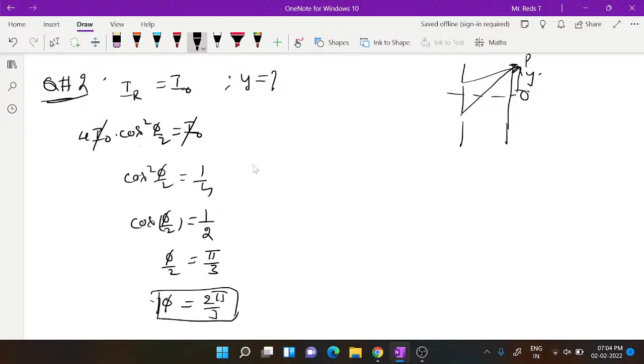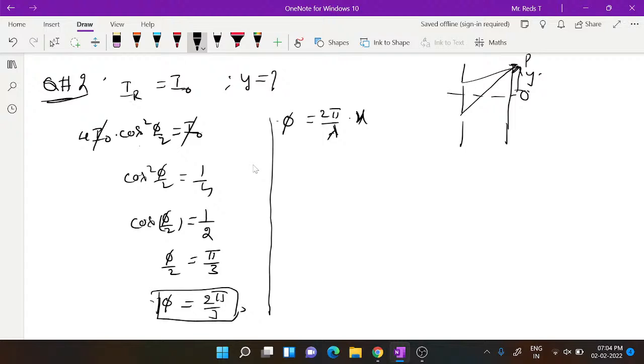So for this phase difference, we'll get this condition. For that phase difference, what will be the corresponding path difference? You have to think about how to relate this with y. Phi with y. We know the phase difference phi is equal to 2 pi by lambda into path difference. Path difference is delta x or x.